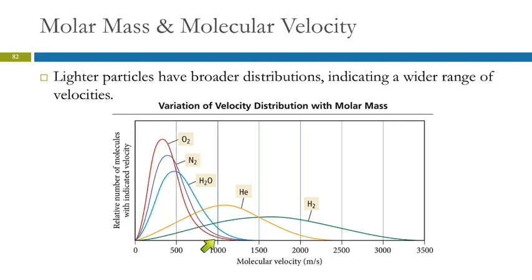So the oxygen has a fairly steep peak compared to the hydrogen, which is very spread out. So the lighter particles have a broader distribution. They have a wider range of velocities. So you've got some that are really slow, some that are really, really fast compared to the average. Whereas for oxygen, the range of velocities is narrower.